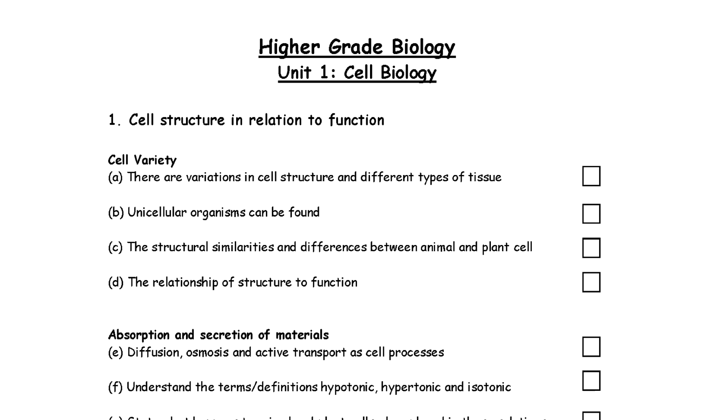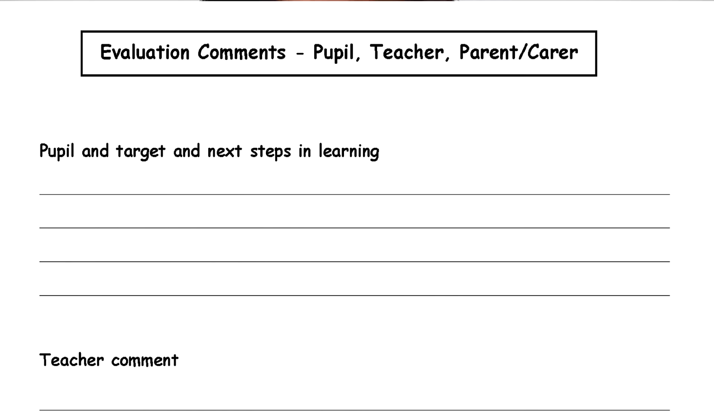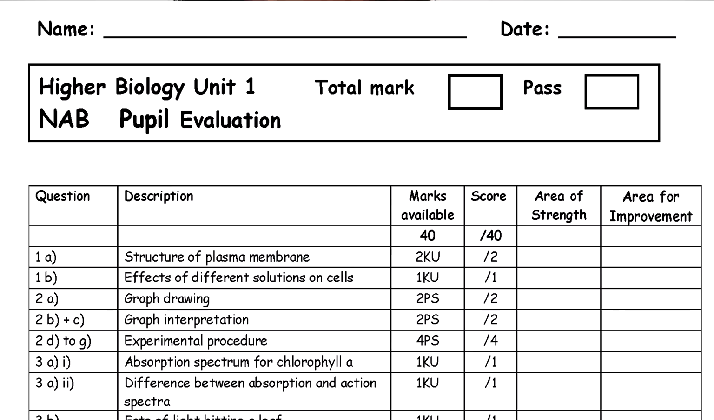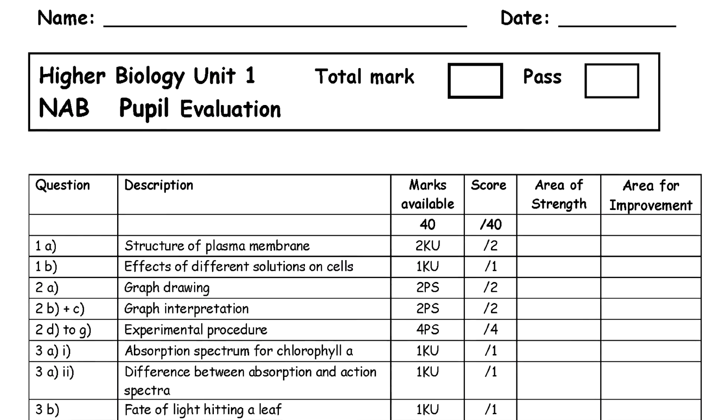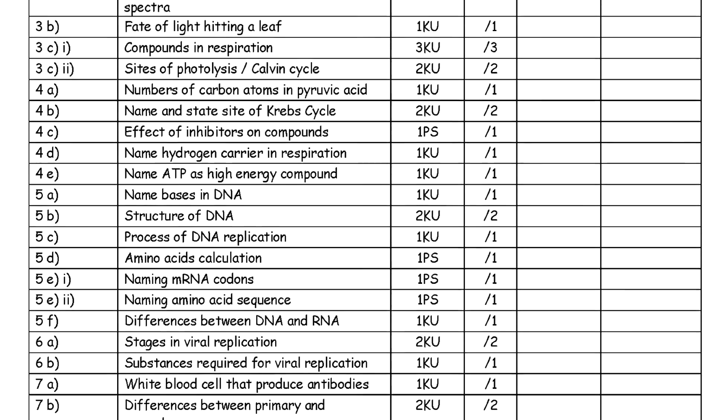So really you'll be looking at your learning outcome sheets, evaluation sheets from tests, obviously your class notes, and if you have something like the Bright Red Revision Guide, that'll be really useful to help you focus your study. The evaluation sheets will be great because they will be able to identify any areas for improvement, and that can be the beginning and the target of your studying.